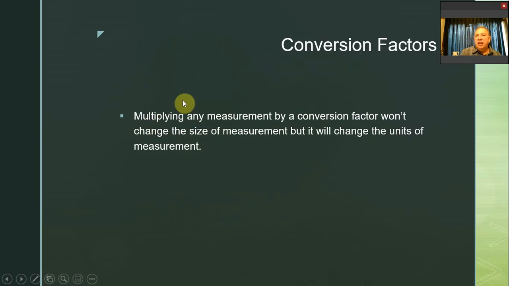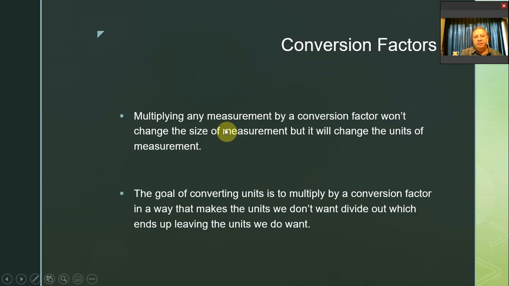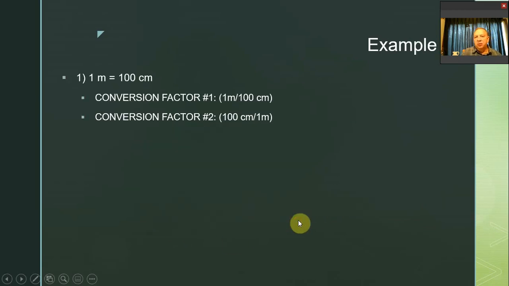Okay, so that little ratio that we formed is building into a conversion factor. Multiplying any measurement by a conversion factor won't change the size of a measurement, but it will change the units of measurement. The goal of converting units is to multiply by a conversion factor in a way that makes the units we don't want divide out, which ends up leaving the units we do want. So we're going to divide out the units that we don't want, and leave the units that we do want.